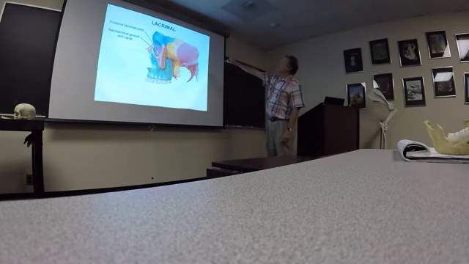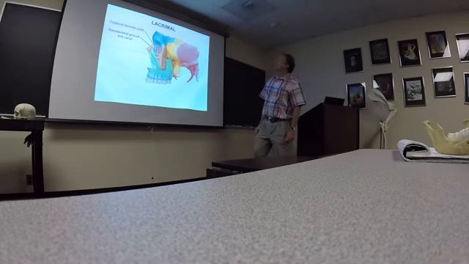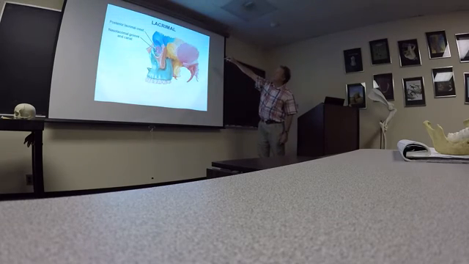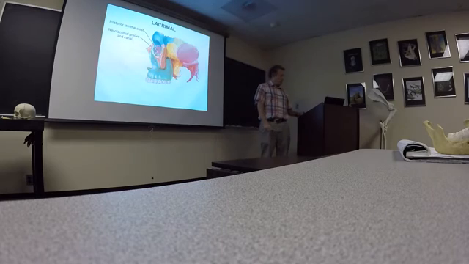This part of the maxilla was called the anterior lacrimal crest, and this little ridge here in the lacrimal bone is called the posterior lacrimal crest. And like I say, they surround this nasolacrimal groove and the nasolacrimal canal, which is going down into the nose.